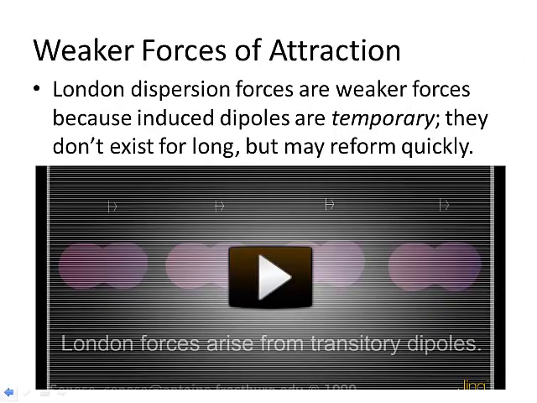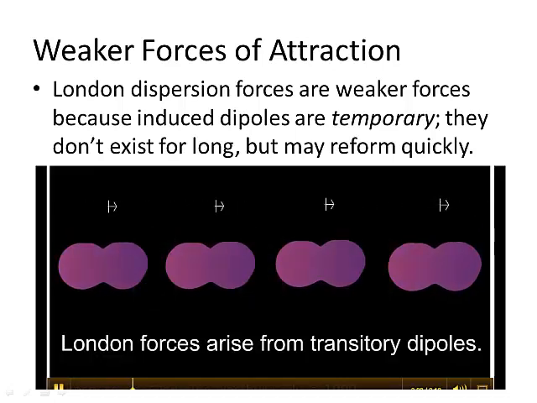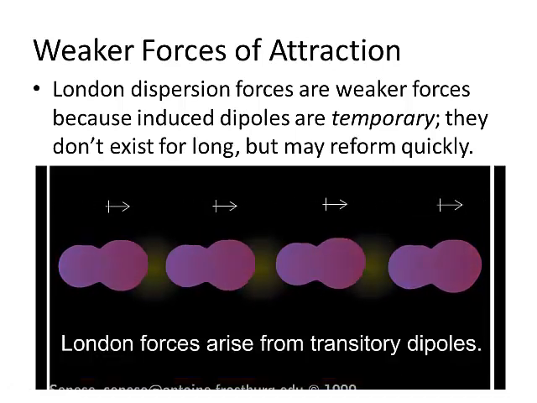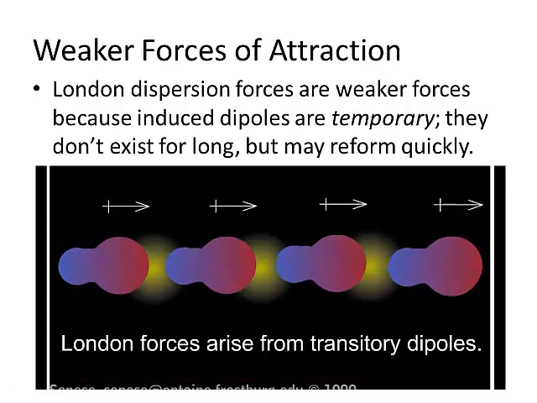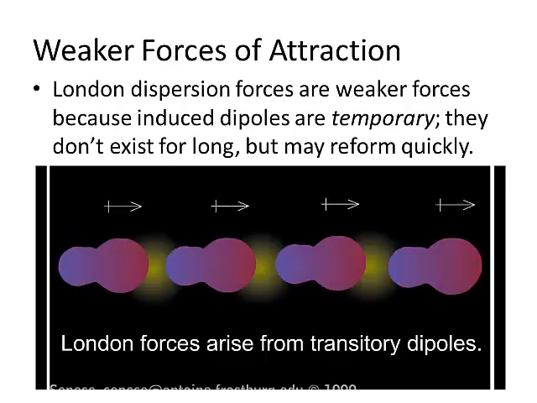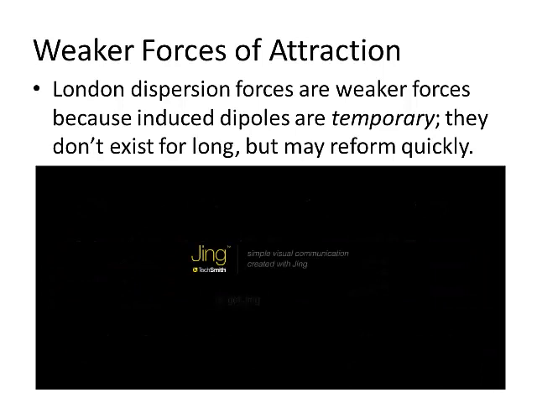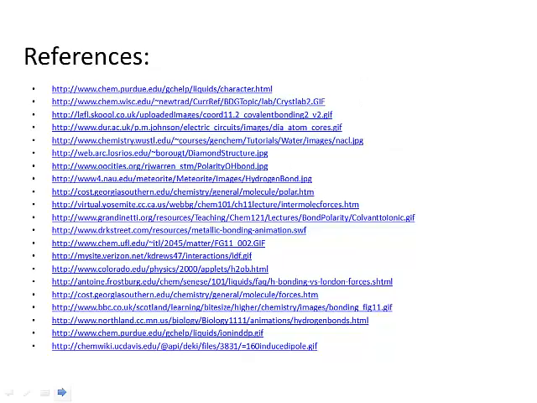So these London dispersion forces are weaker forces because induced dipoles are only temporary. They don't exist for long, but they can form and reform and go away very quickly. So they arise from transitory dipoles. So you can see that they can switch directions back and forth, and things may not be existing without a dipole for very long before another dipole is induced upon a particular molecule. That's the end of Chapter 8.